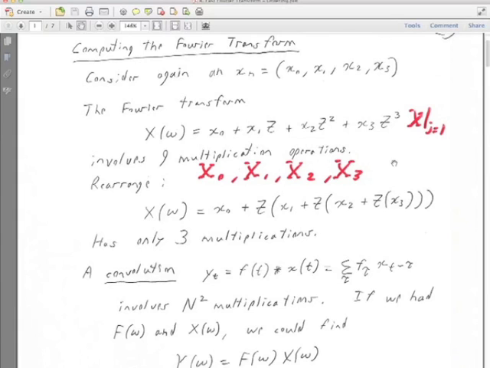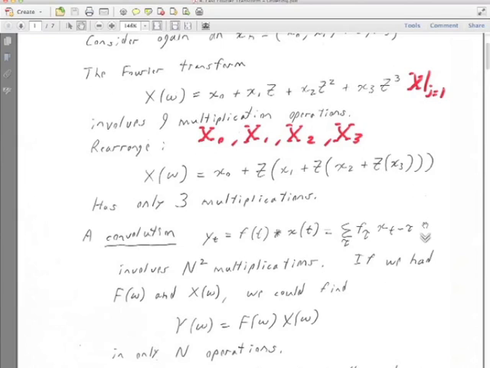Okay. Now suppose we rearrange, right? So we take x0 plus x1z plus x2z squared plus x3z to the third, and we rearrange the order of the computation.